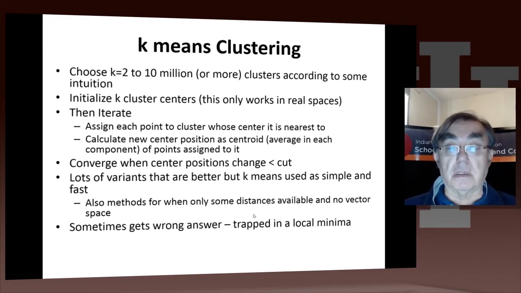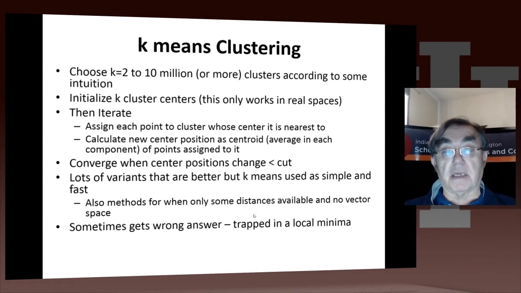You can look at whether the change in center positions is small so that you don't think anything much will happen by continuing. You can look at changes in the distance between points and centers. Lots of possible stopping criteria, but I don't think that's algorithmically terribly important. And K-means is used very, very broadly. It's very simple and very fast. And there are many methods which are probably better than K-means, but they're often not used as much.